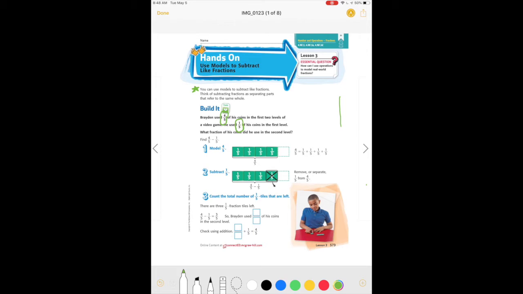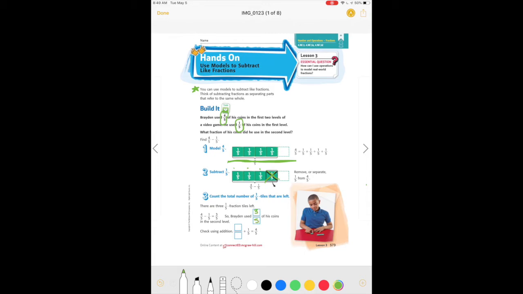So first we need to draw our model. We need to draw our fraction bar, which they did, and they colored in 4 pieces. They divided it into fifths and colored in 4 of them to show 4/5. Then they took away 1/5 because we are subtracting. Now we need to count the total of 1/5 tiles that are left. 1, 2, 3. There are 3 1/5 fraction tiles left. 4/5 minus 1/5 equals 3/5. So Braden used 3/5 of his coins in the second level.